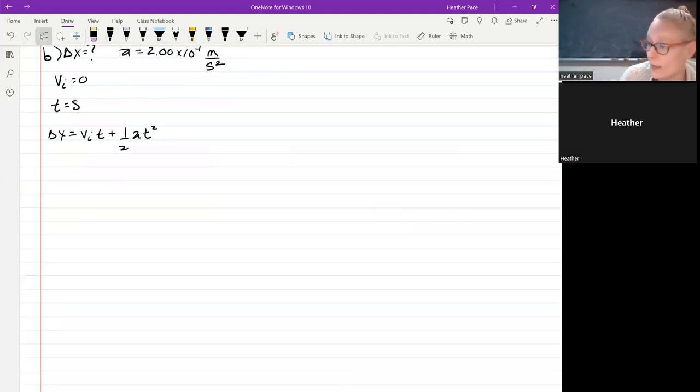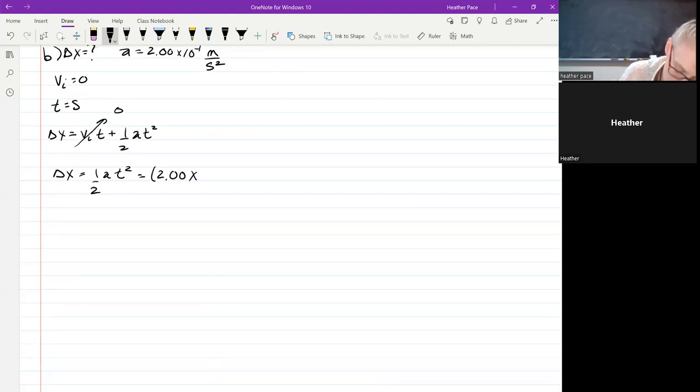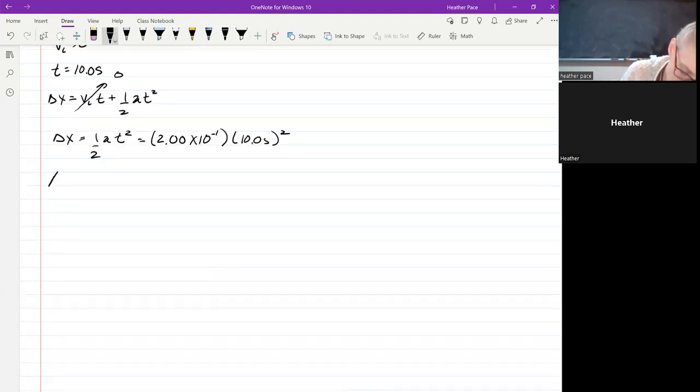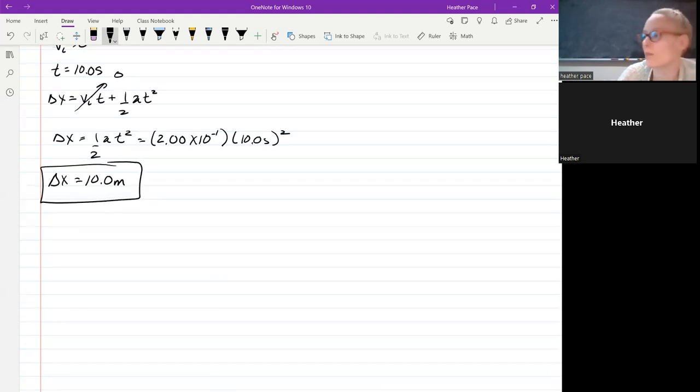So our VI is given as 0. So this goes to 0 and it just goes away. And we get delta x equals 1/2 times a t squared. 1/2 times 2.00 times 10 to the negative 1 times t squared. Oops, I put t equals seconds. That's not true. 10 seconds. 10 squared. And if we do our math here, we come out with 10.0 meters. All right.